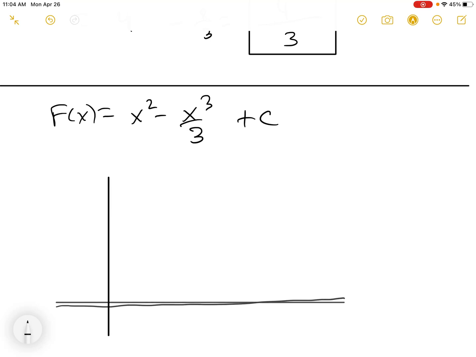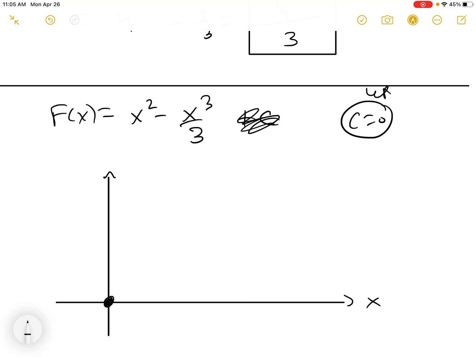Let's try and graph cap F. Well, let's say c equals 0. Just do that for now. All right, so we're just going to graph. When you plug in 0, you get that. When you plug in 1, you get 2/3. And when you plug in 2, you get what? You get 4 minus 8/3, which is 4/3, right?